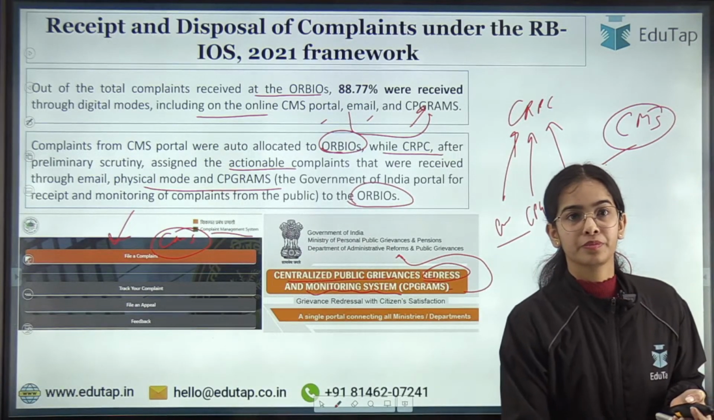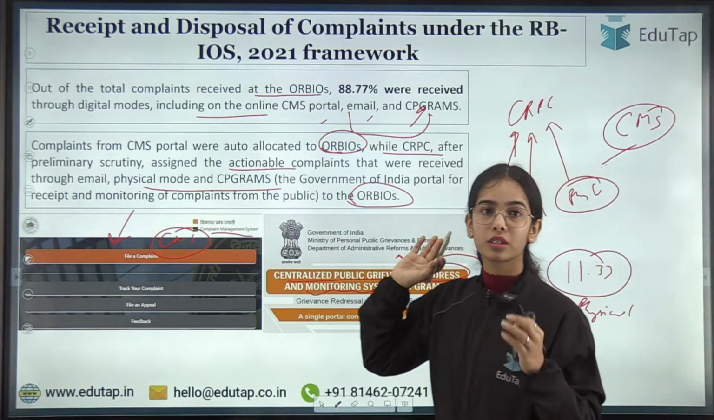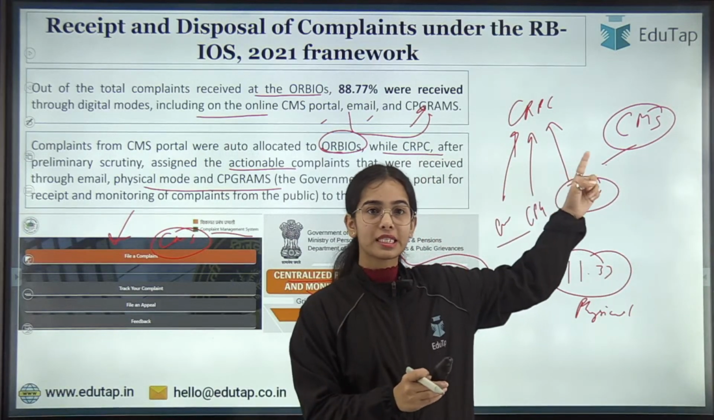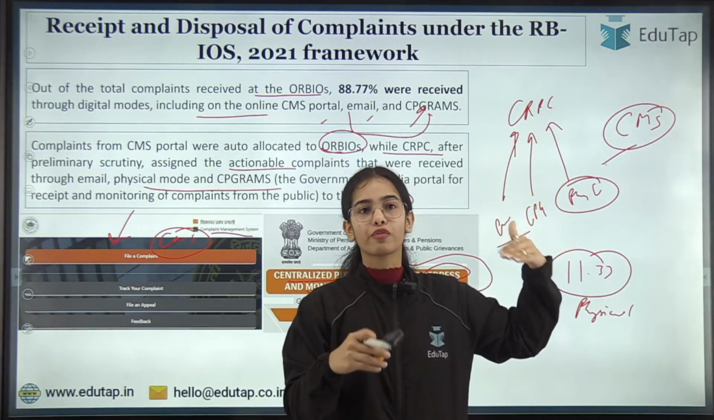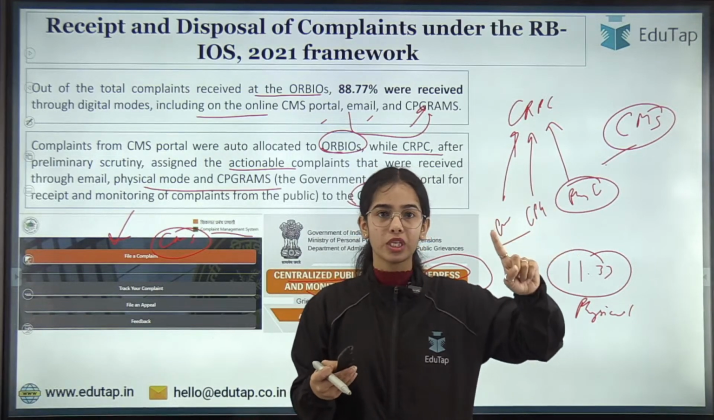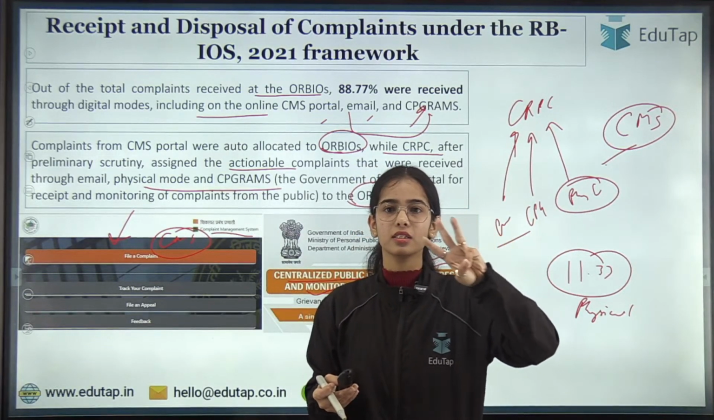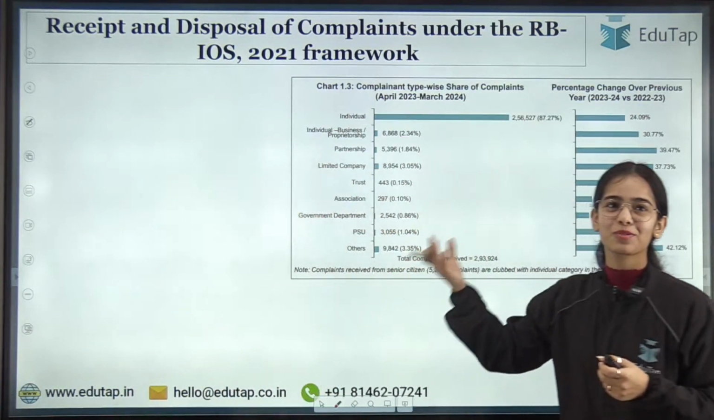Okay. So the offices receive the complaint through the CMS directly. Through the CRPC, after the initial scrutiny, the offices receive the complaint, and CRPC is receiving the complaint through email, CPgrams and the physical mode. No query? Let's move forward then.